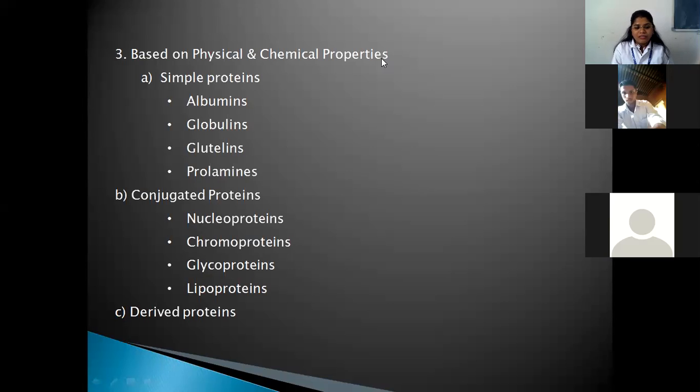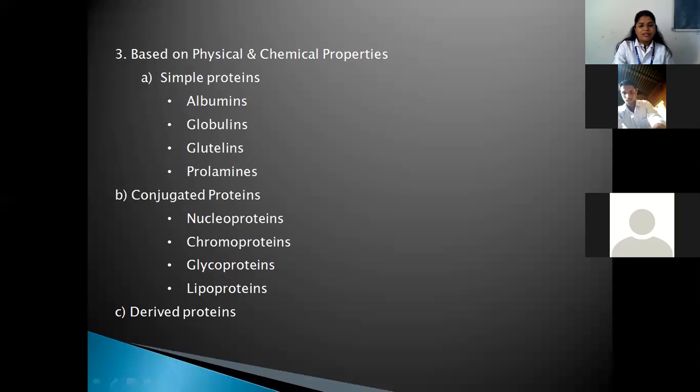Clear? Then the third one is the subtype of the physical and chemical properties, the derived protein. Derived proteins are formed by partial hydrolysis of high molecular weight proteins. Derived proteins are generally described in two ways: primary and secondary.